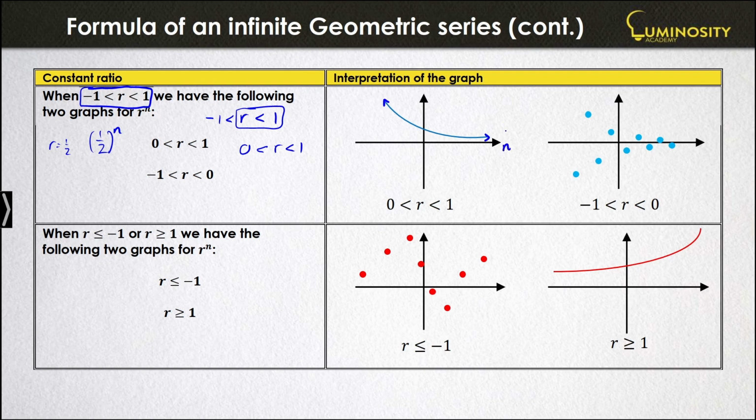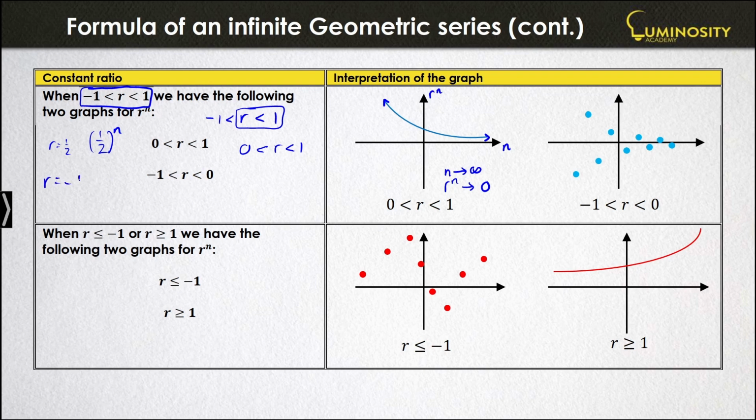So this is your n and this is your r to the n. R to the n is the graph. What happens when n goes to infinity? Your r to the n graph is approaching the asymptote and it approaches 0. That's important. As n approaches infinity, when r is between 0 and 1, not including those values, then r to the n converges to 0, based on the graph.